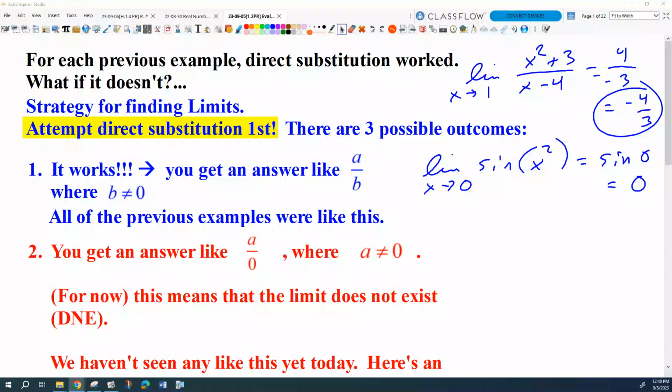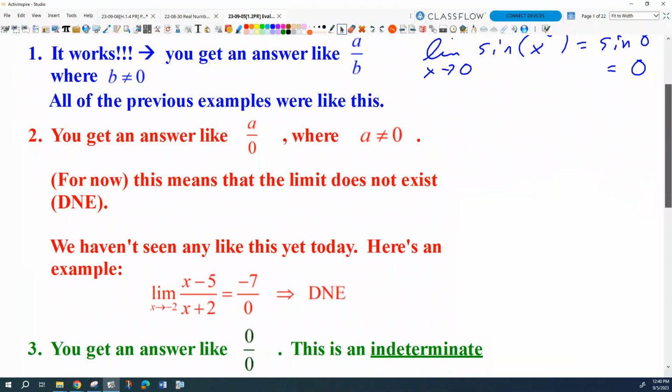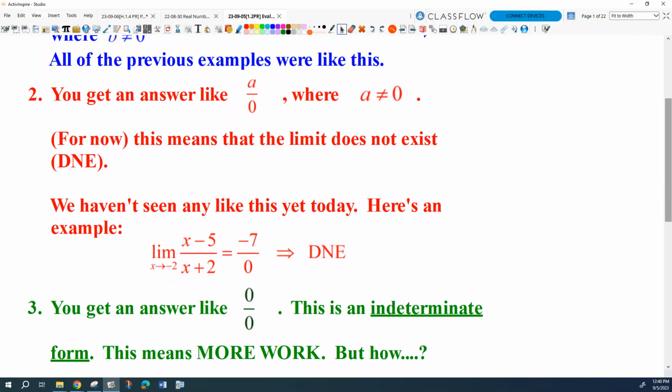The first two make the problem easy. First option is it works. You get a numerical answer that is defined, and so that's your limit. No big deal. The second thing that could happen is you get a number that's undefined. It's a number divided by 0, which means that the limit does not exist, for now.